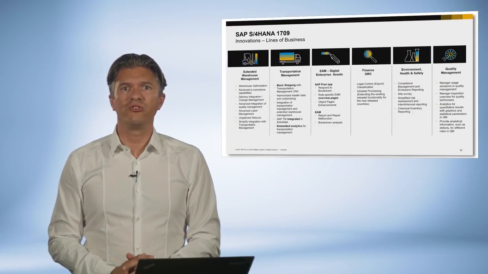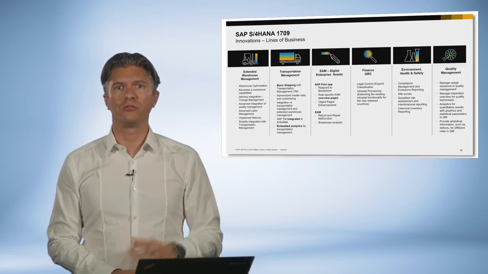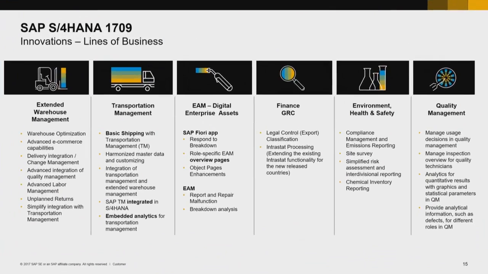Here you can see additional innovation for extended warehouse management, transportation management, enterprise asset management, GRC, EH&S management, and quality management. For instance, the embedded EWM is available with advanced e-commerce capabilities, and the load planning is integrated with transportation management. Enterprise asset management provides real-time calculations of number of repairs, time between repairs, and time to repair.